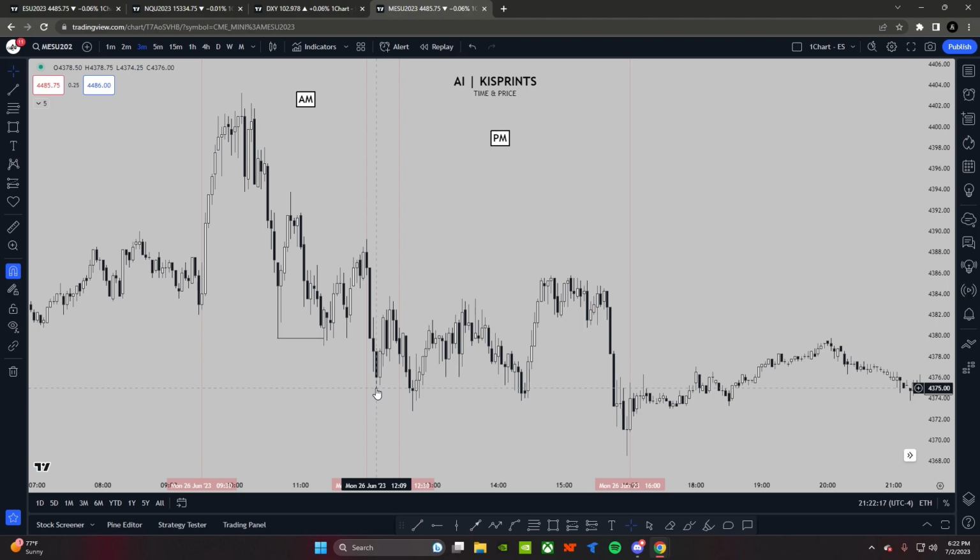Step 4 would be a return into it. So if we mark out this order block right here, which is the one that creates displacement, a return into this order block would be here. That would be your entry. Stops above this swing high.